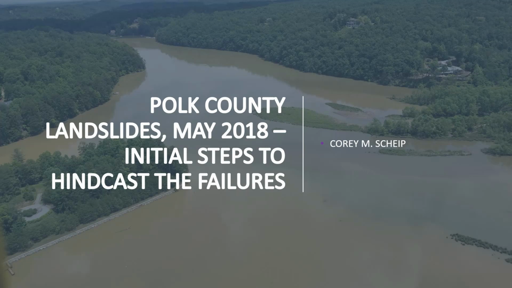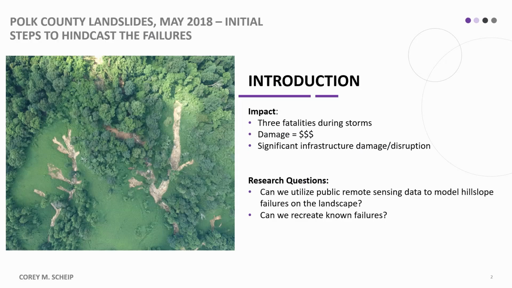Hi, Corey Shipe here to talk about the Polk County landslides that we had in May of 2018 and how we're looking to model some of these hill slope failures. In the background is the Green River. This is in May of 2018 after we received about 25 inches of rain within a 30-day period, 9 inches of which came within a 6-hour period on Friday evening, May 18th of 2018.